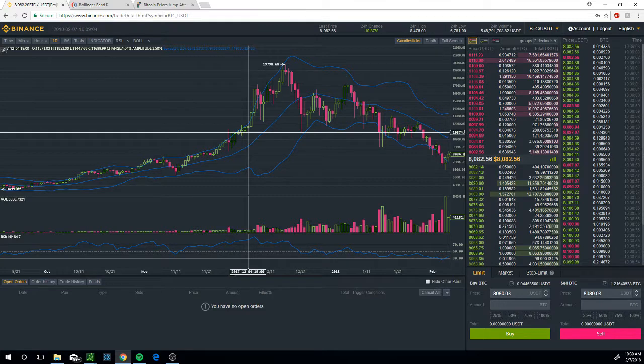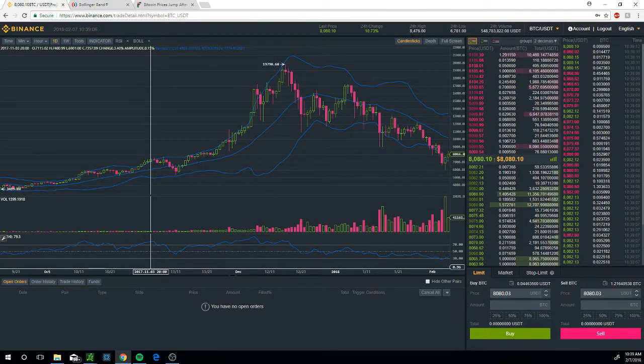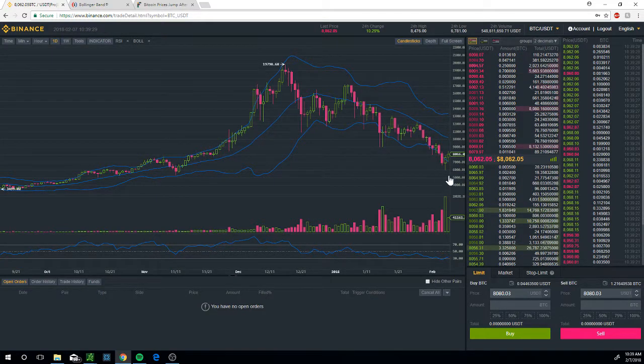Let's check out the 1-day chart. Similar things happened within the 1-day chart, except it broke below the band on the 1-day chart. So if we're looking at this 1-day chart, we can see that it's hit about the lower Bollinger Band. Every time it's hit the lower Bollinger Band, it's always snapped back up towards the middle Bollinger Band. So that's just something to keep an eye out for.